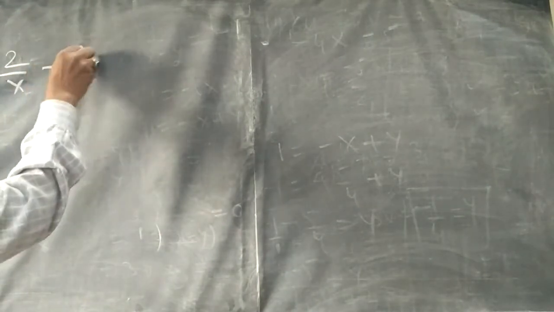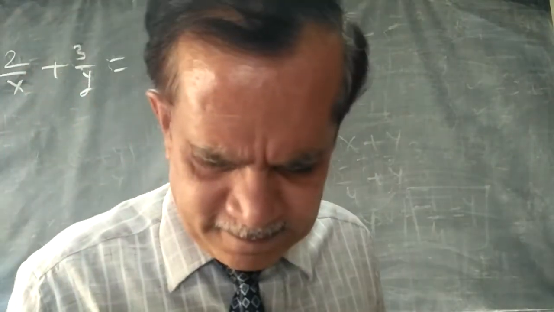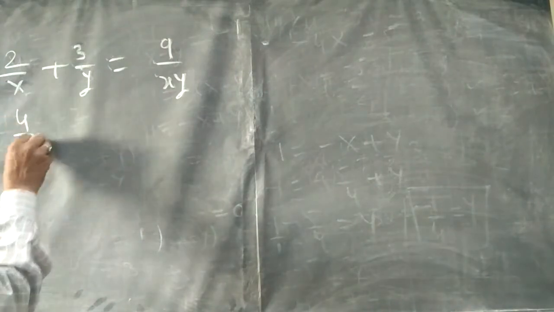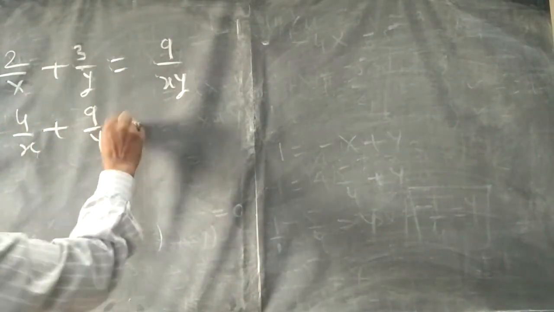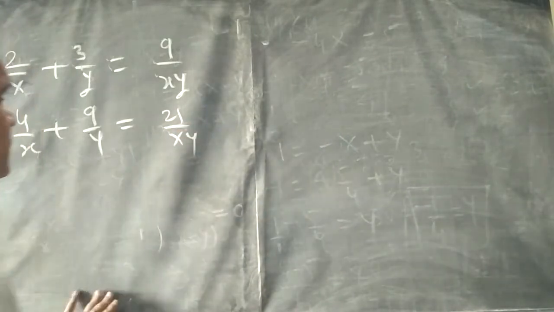So I am taking one example. Students, all of you, please try your best if you can. Otherwise, I am solving. Okay, 2 upon x plus 3 upon y equal to 9 upon xy. And 4 upon x plus 9 upon y equal to 21 upon xy. See now, it's a little bit different type of example.